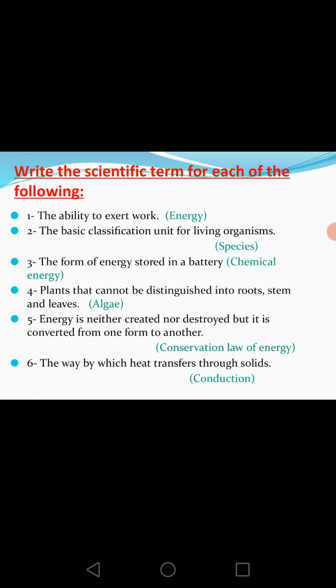Plants that cannot be distinguished into root, stem, and leaves. We have algae. We have three examples: green algae, red algae, and brown algae. Energy is neither created nor destroyed, but it's converted from one form to another. It's the conservation law of energy.